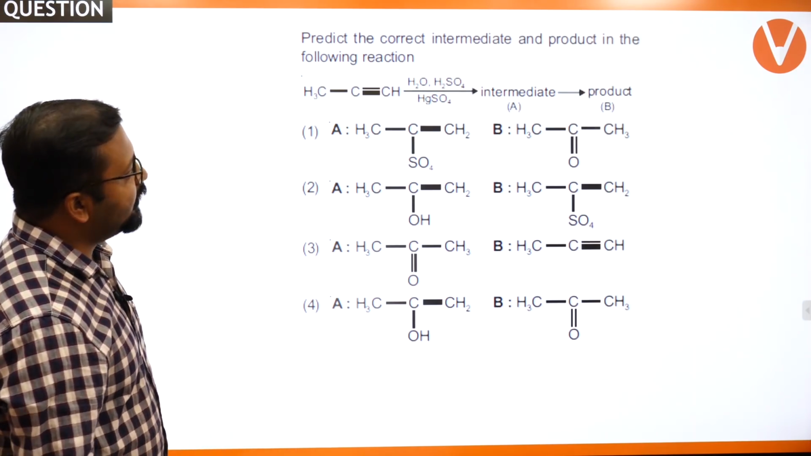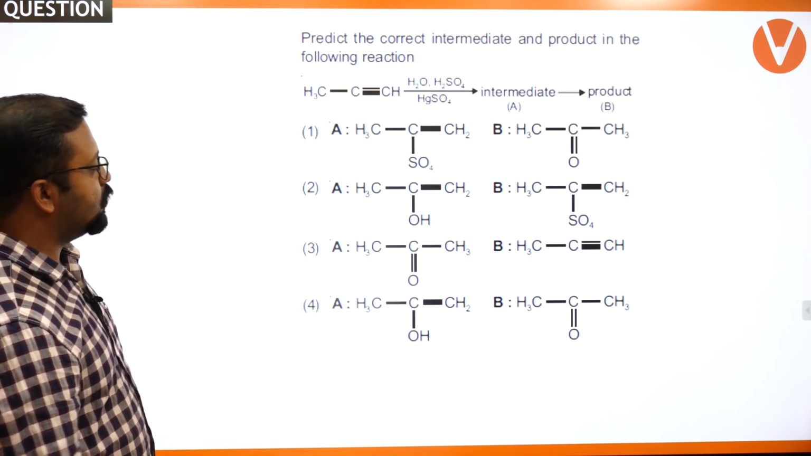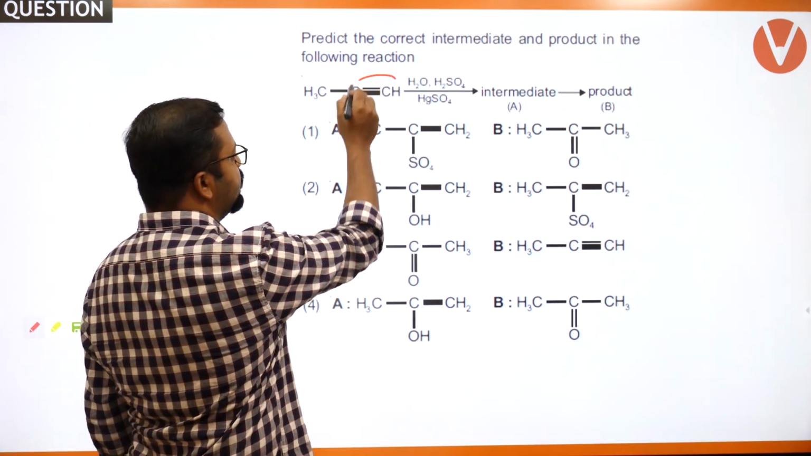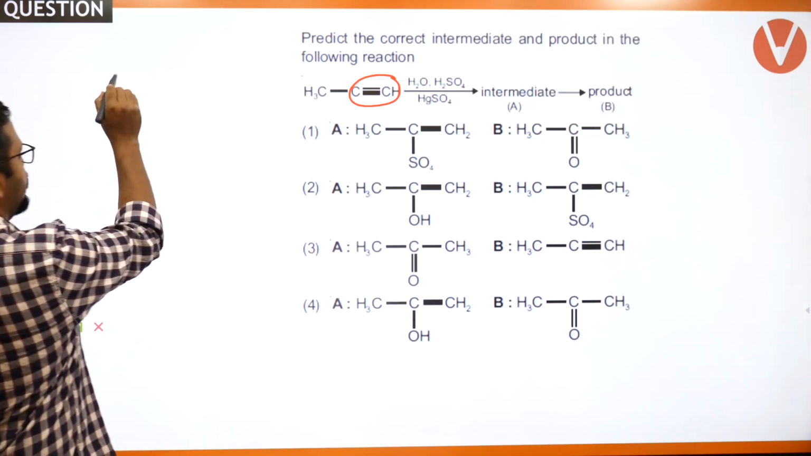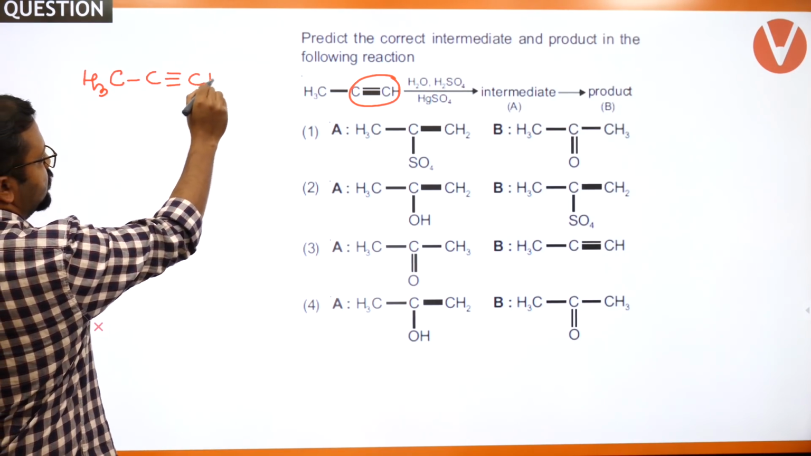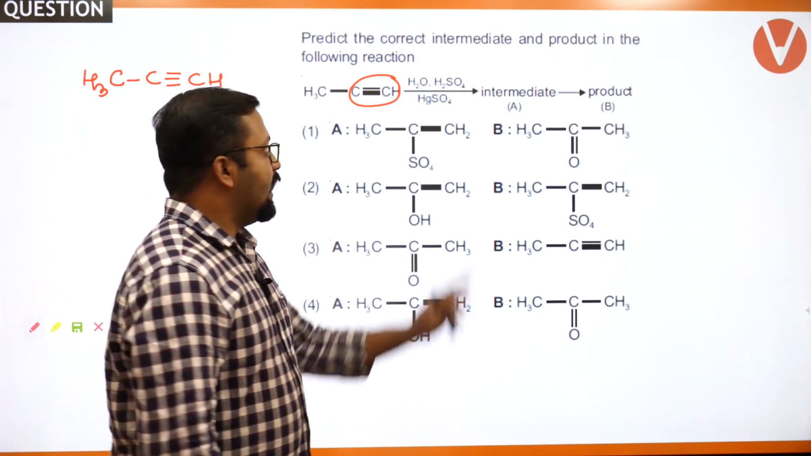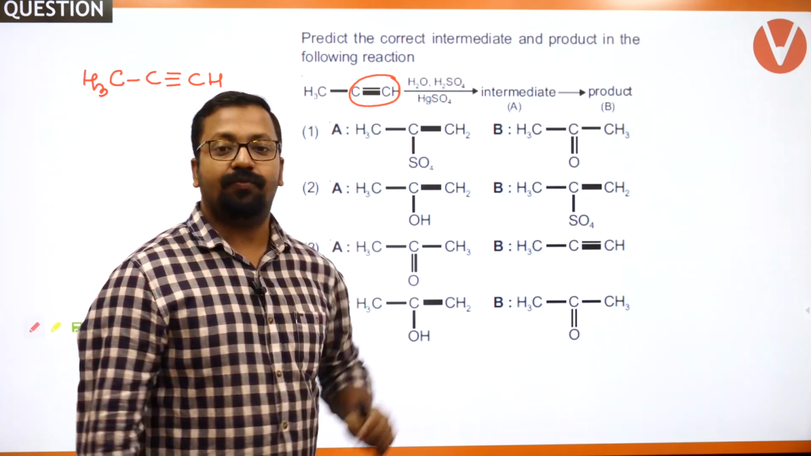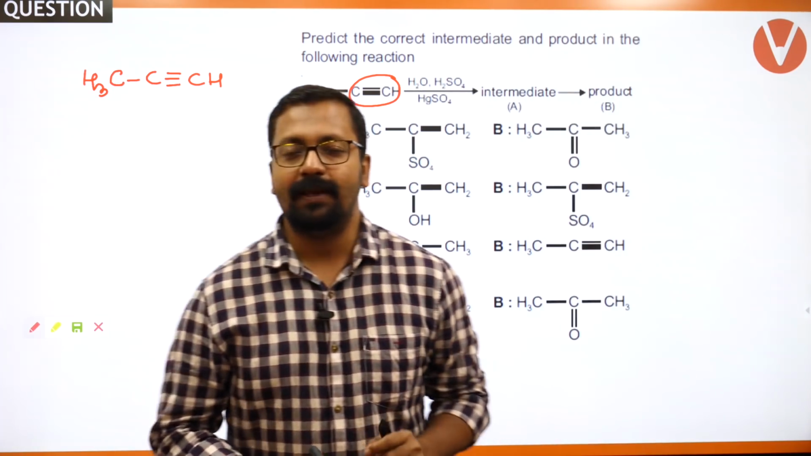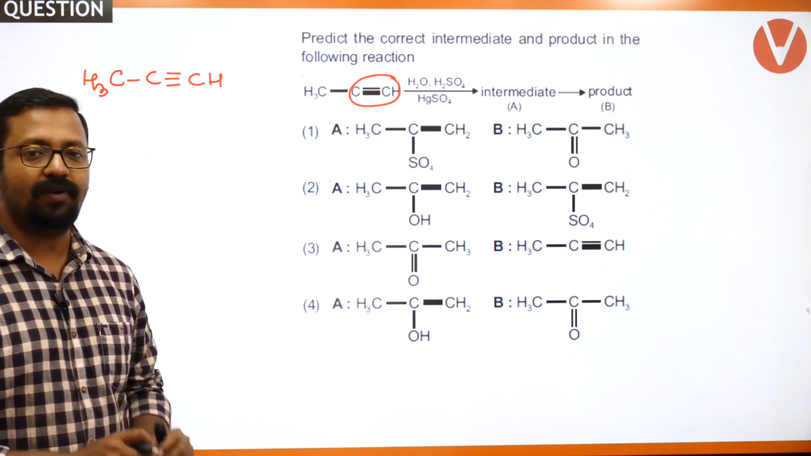Next, pick the correct statement regarding the following. So what if it is a little difficult to understand, this represents a C triple bond C. So the molecule is CH3 C triple bond C CH. Now इसको आपको H2O, H2SO4, HgSO4 के presence में reaction करना है. This reaction is known as hydration of alkyne.